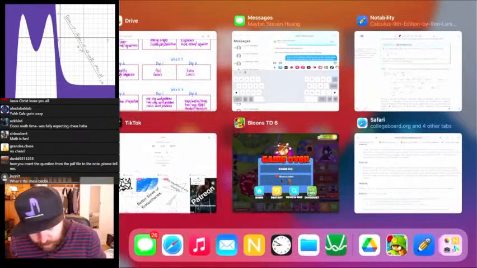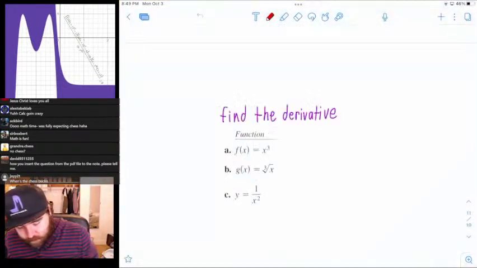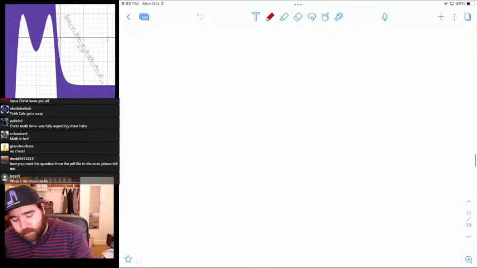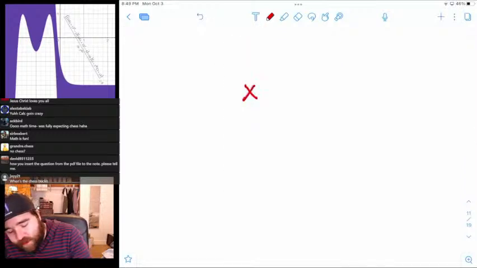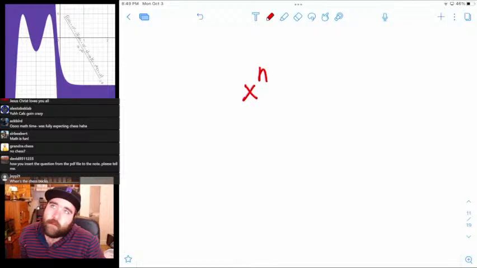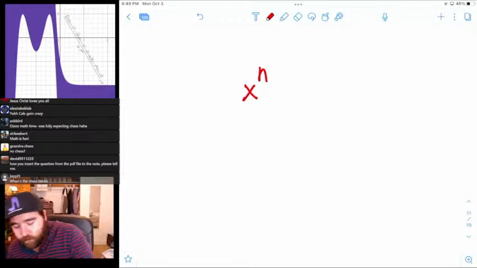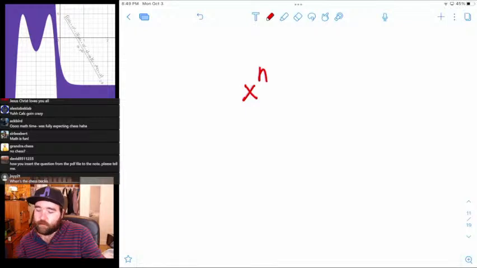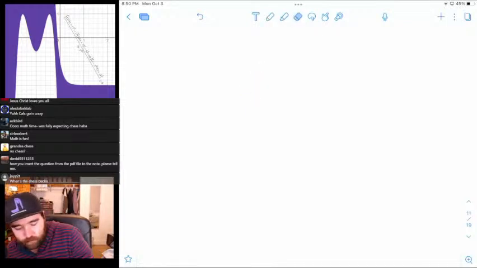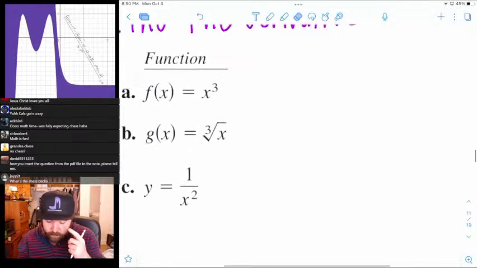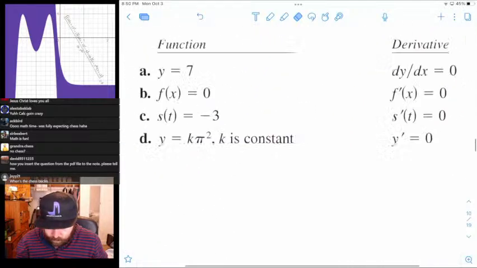Man, I'm not even sure how to prove the power rule exactly. So what do we have? If we have the derivative of x to the n, that's f of x. Here, I'm going to record this. Well, let me do this one first then.